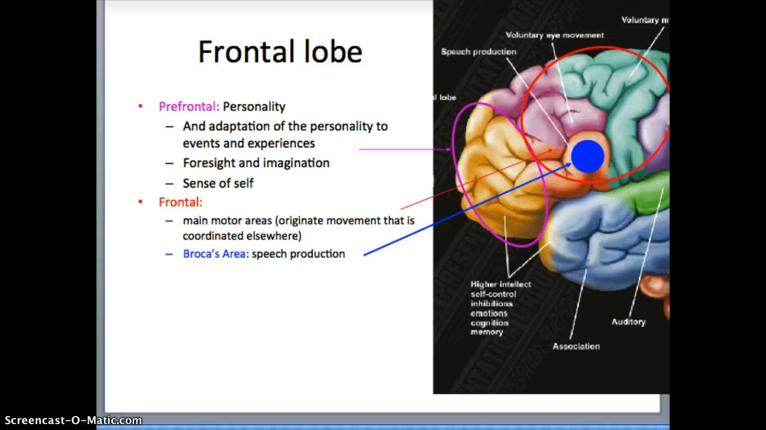So the frontal lobe regulates your personality. The prefrontal, which is the very front part of your frontal lobe, is your personality. So that's can you adapt your personality to different events and experiences? Do you have foresight? Can you imagine? Do you have a sense of self? It also is responsible for your concentration, planning, problem solving, judging consequences, and moving voluntary muscles. It's also where your Broca's area is found, which is where you are able to produce speech, which is different from your Wernicke's, because your Wernicke's is, can you interpret speech?